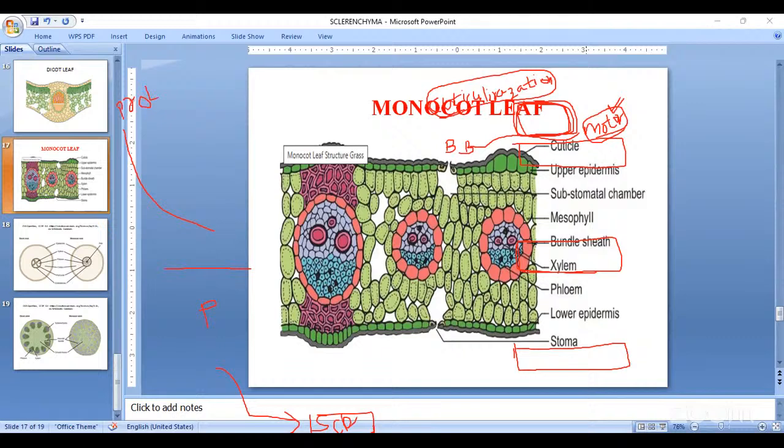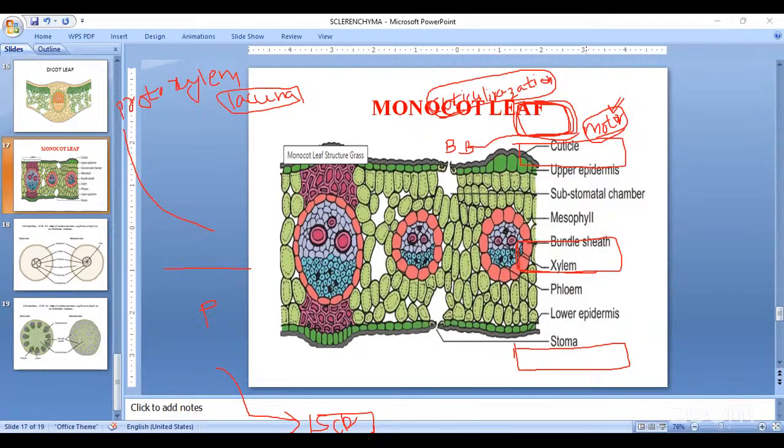Clear protoxylem is present. But in the dicot leaf, there is no clear protoxylem. And it forms the lacuna. It's called lacuna. And these are the two metaxylems, above. So this is called the V-shaped arrangement, clearly distinguishable.